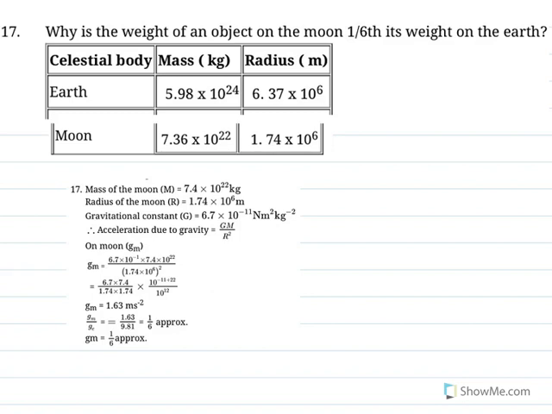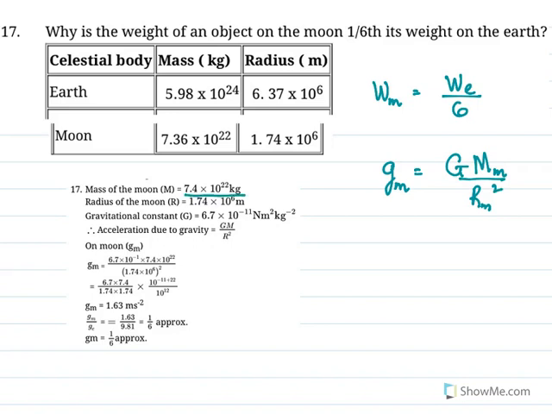Why is the weight of an object on the moon 1/6 the weight of the earth? It means the weight on the moon will be the weight on the earth divided by 6. And why is that so? First let us calculate the g on the moon. It will be G times m, the mass of the moon, over the radius of the moon squared.